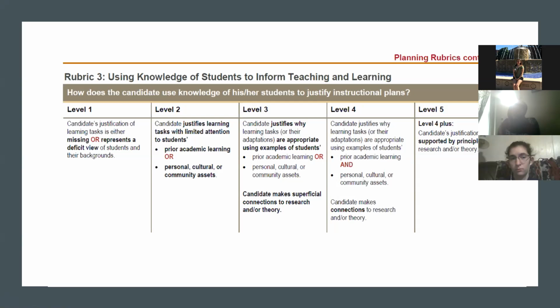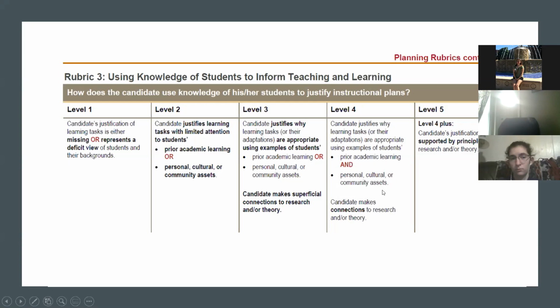And so you can talk about that prior academic learning through that as well. So say you differentiated your instruction so that certain students get the directions read to them. The reason you read the directions out loud in your learning plan is because you know from their prior academic learning, from the literacy scores they got, that you have students in the class that could not read the directions and understand them well. So your plan to read that is connected to their prior academic learning. And then you want to talk about personal, cultural, or community assets as well.